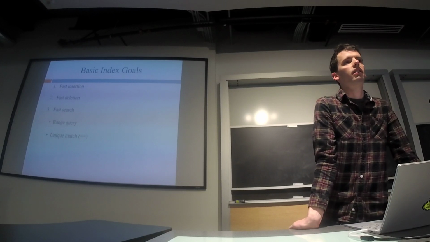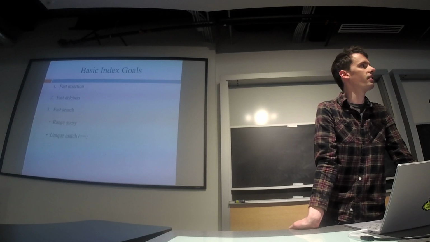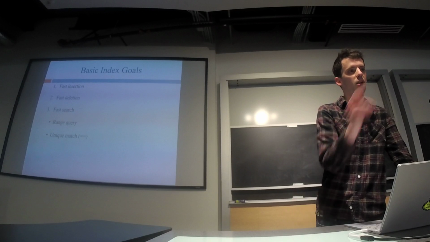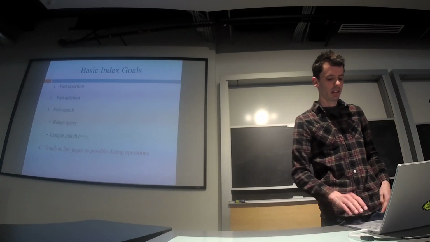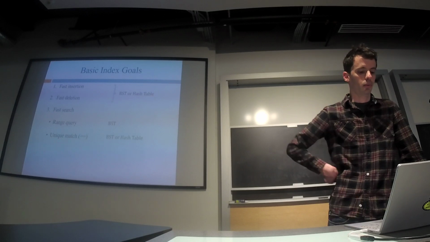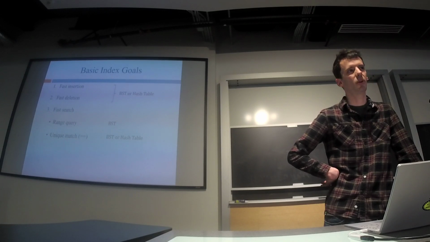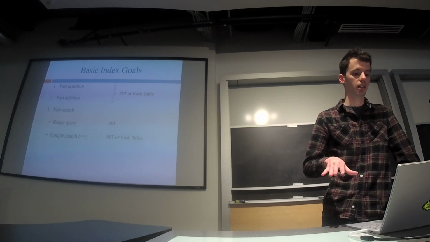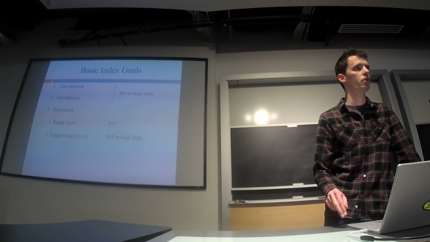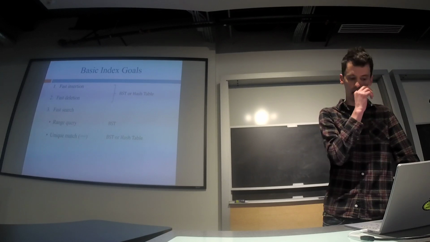So think back to your algorithms and data structures class. What is a data structure that supports this? BST. So we have fast insertion and fast deletion with a BST or a hash table. Hash table is a little faster. BSTs support range queries. Hash tables do not. So overall, kind of the best option is going to be a BST.